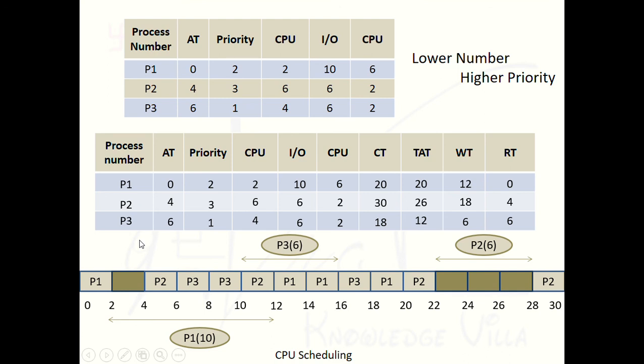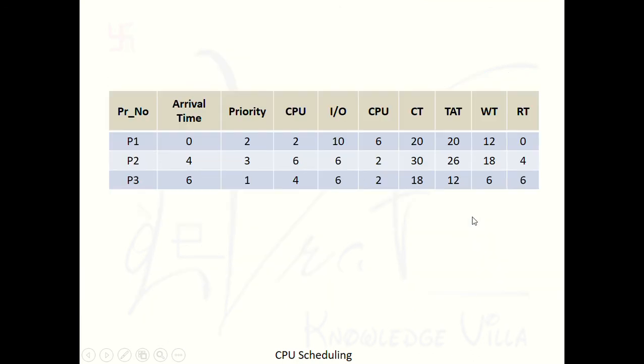Get it? Now we will calculate average turnaround time and average waiting time. Let's start calculating. For finding the average turnaround time, we will make the summation of all these three values. Average turnaround time would be 20 plus 26 plus 12, which becomes 58, and we will divide 58 by the total number of processes. Total number of processes is 3 here. So we will do 58 divided by 3 and we will get 19.33 time units. That is the average turnaround time for all these 3 processes.